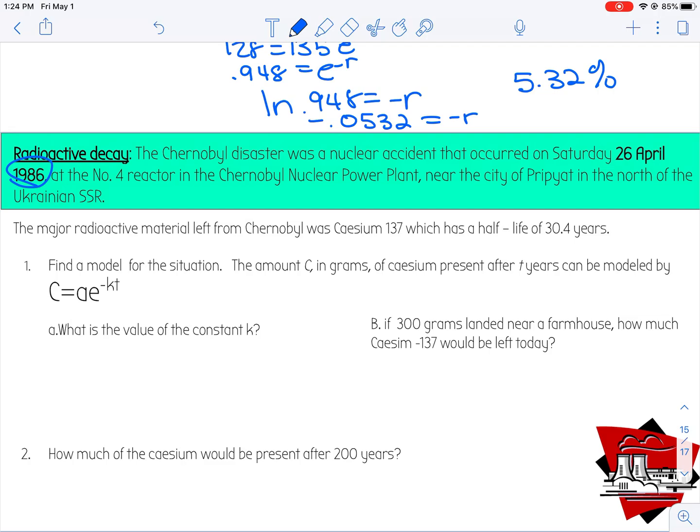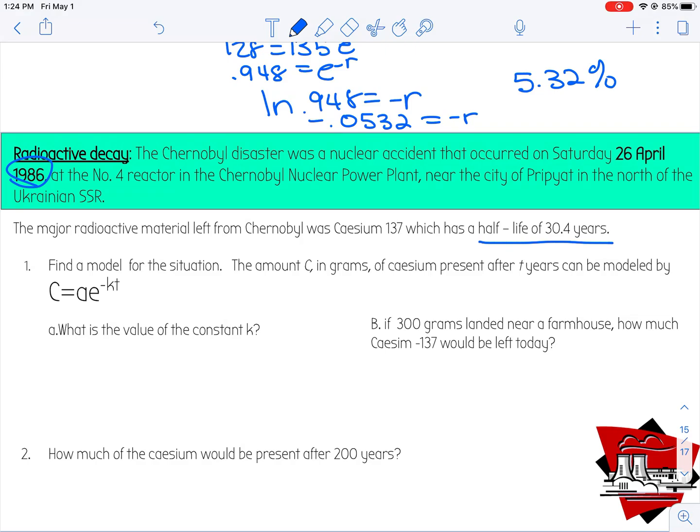I'm sure you guys have heard of that. Almost to the day. What are we at? May 1st here. And this was April 26th. What would that be? About 34 years ago. So cesium was one of the pieces of radioactive material that was left over. It has a half-life of 30.4.